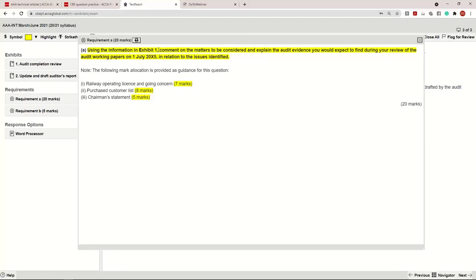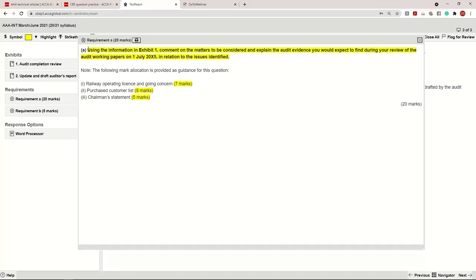Is that very sure now? Using the information in exhibit 1, not exhibit 2, right? Comment on the matters to be considered and explain the evidence you should expect to find in the review of the working papers. So using the information in exhibit 1, comment on the matters.